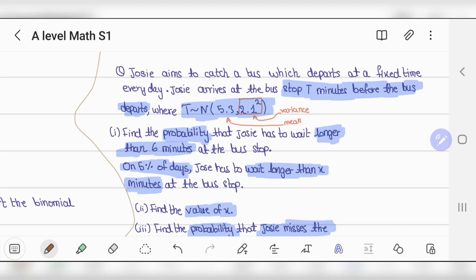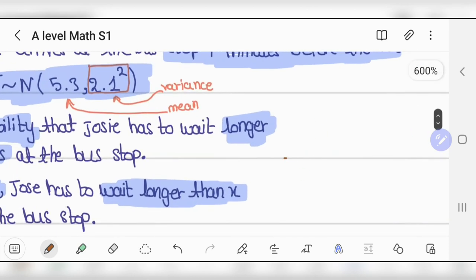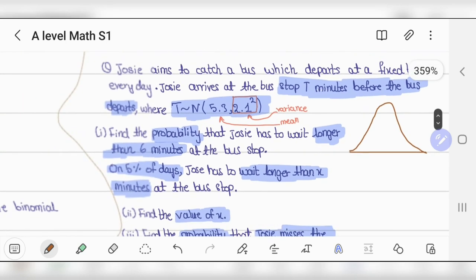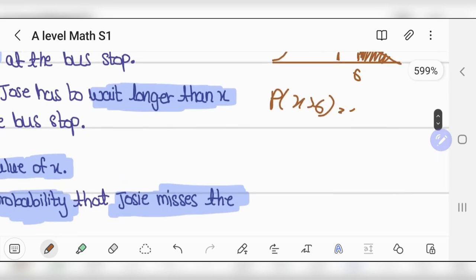Okay, Josie has to wait longer than 6 minutes, huh? So we got the mean, and it's saying that, for example, you have this, longer than 6 minutes. Okay, 5.3 is the mean, and this is 6, and it's telling you to find the probability here, longer than 6 minutes, which means P(T greater than 6). In order to find this, you will do 1 minus P(T less than 6). Okay, you can easily do it this way.